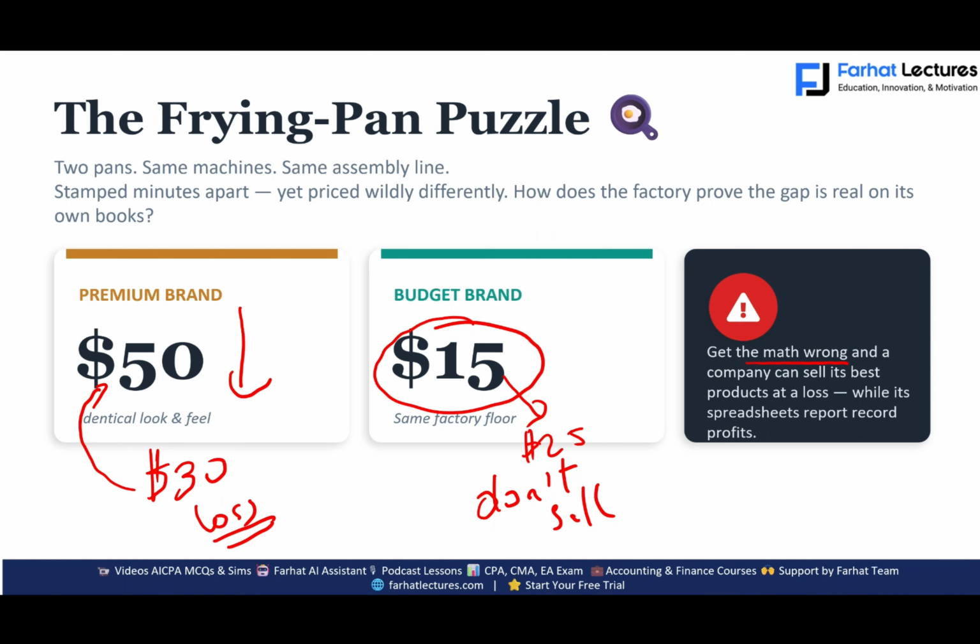So what we need to do is understand what operation costing is. As I mentioned, it's a hybrid between the two extremes, job order costing and process costing. Let's go ahead by revisiting the basic concepts of job order costing and process costing.